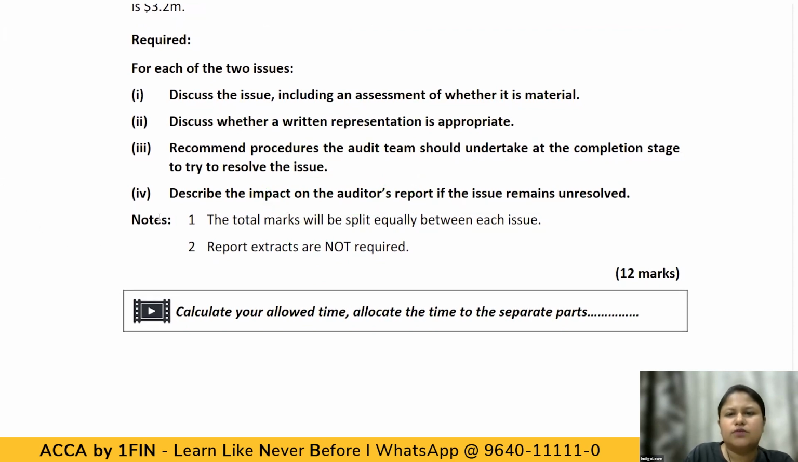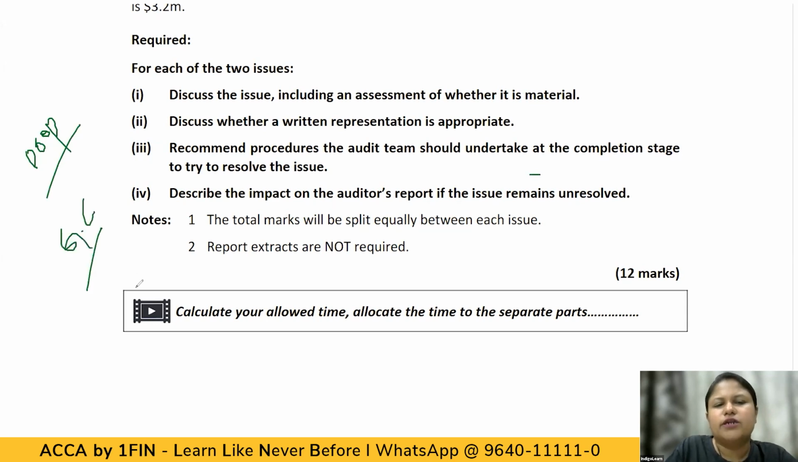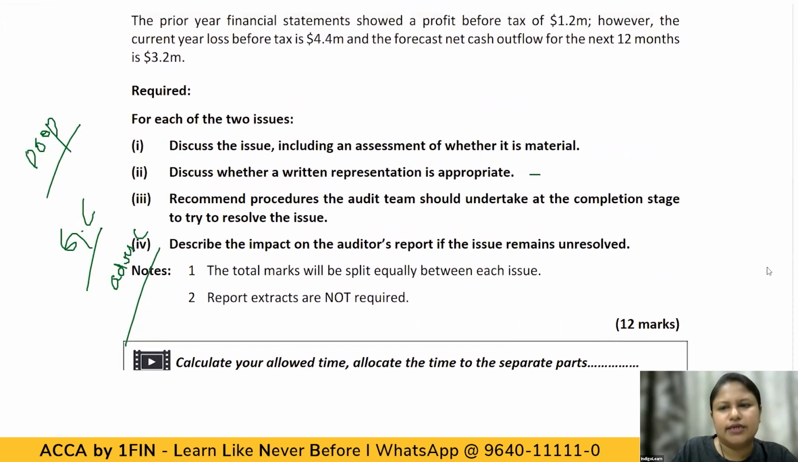So, the impact on the auditor's report if the matter remains unresolved. That means if written representation is not provided or you don't have enough evidences, you will only be able to go in for a disclaimer of opinion in the first situation. In the second situation we are talking about going concern: if it is not properly disclosed, you'll give an adverse opinion. Okay, so this was a very simple question. If you have a proper understanding of the 700 series, you'll be able to handle this very easily.